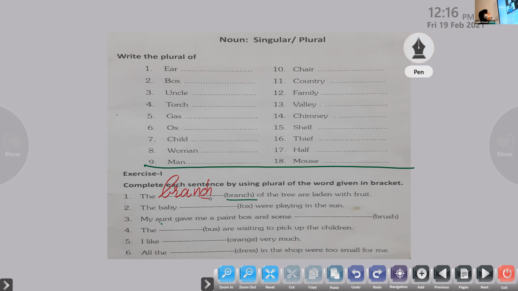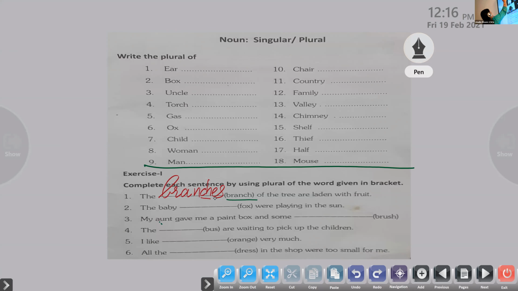So what do we have to do, Abba, to make this word into plural? We need to use the second rule. What is the second rule there? Add E-S. Yes, very good. Branches. Very good, Abba. Good attempt. So branches of the tree are laden with fruit.